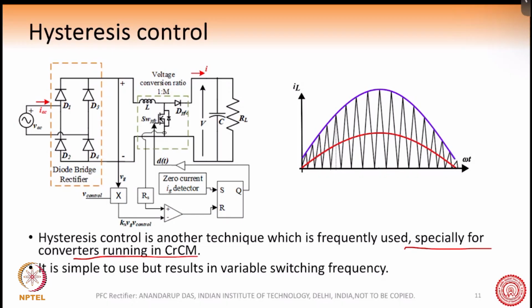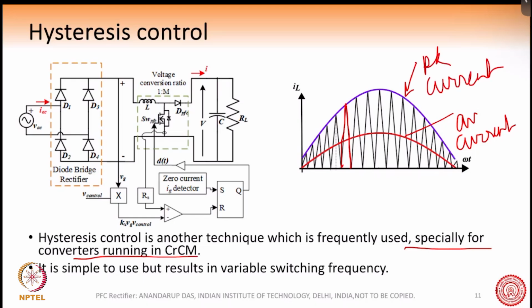And if you recall, we had seen that in CRCM or critical conduction mode, we had a situation where the current was actually going from 0 to 2 times the average current. So this is the average current here, and this is the peak current in the critical conduction mode. And the peak current was double the average current. This we had discussed in the last lecture. It is very simple to use, but results in variable switching frequency.